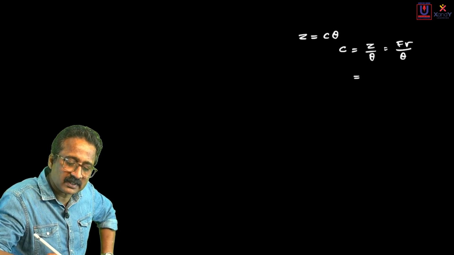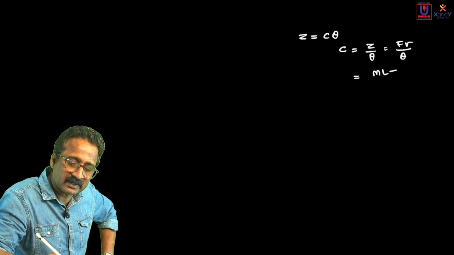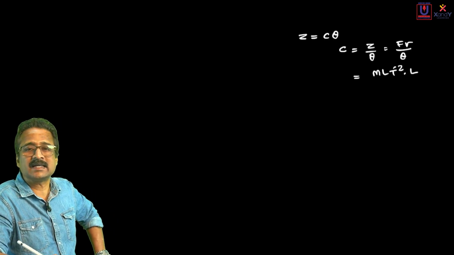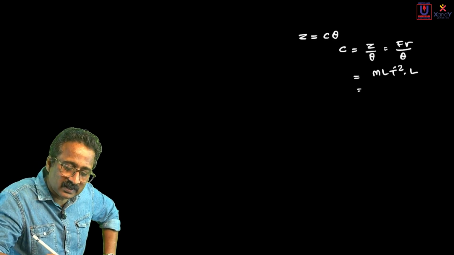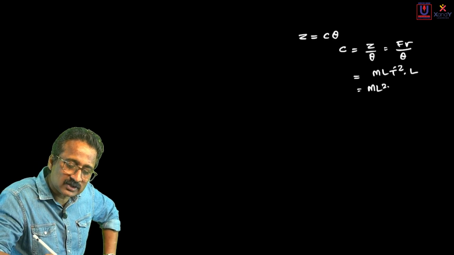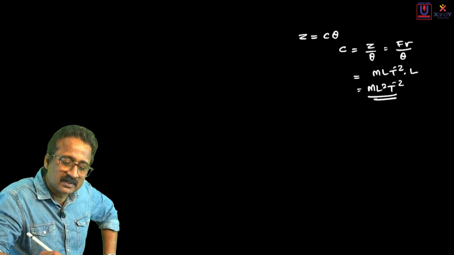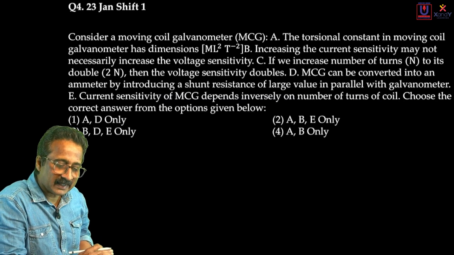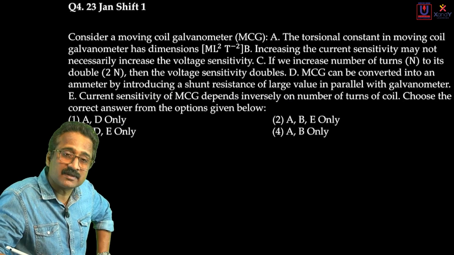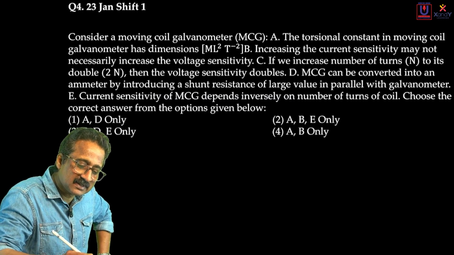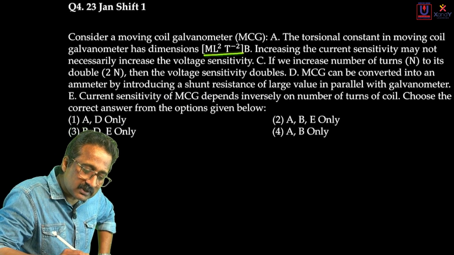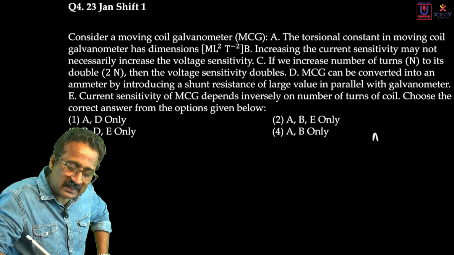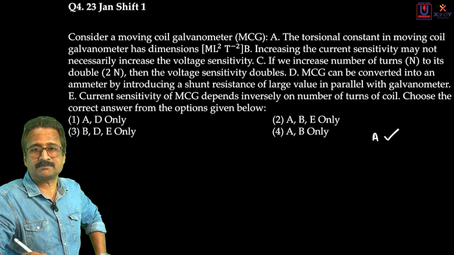Now F, you know, has a dimension of M L T raised to minus 2, and r is nothing but distance, so L, and theta is dimensionless. It happens to be M into L square T raised to minus 2. So ML square T raised to minus 2 is the dimension of torsional constant, which is right. So what they say is that the torsional constant C is ML square T raised to minus 2. We are totally okay with that. So the statement A for us is a right statement.